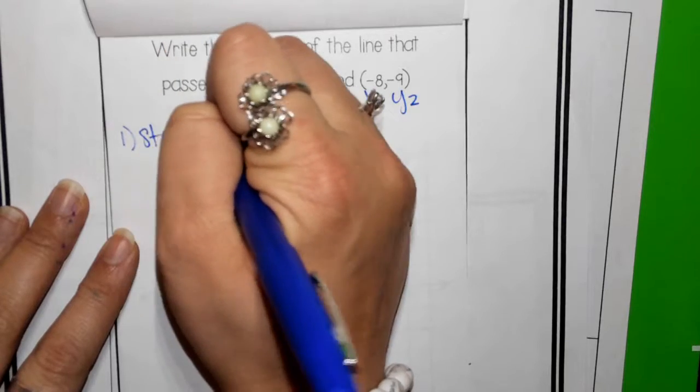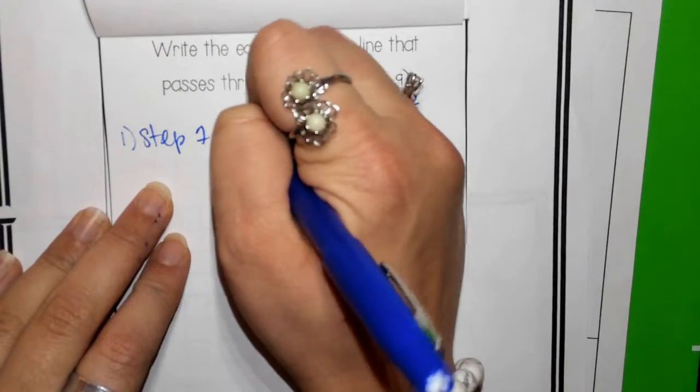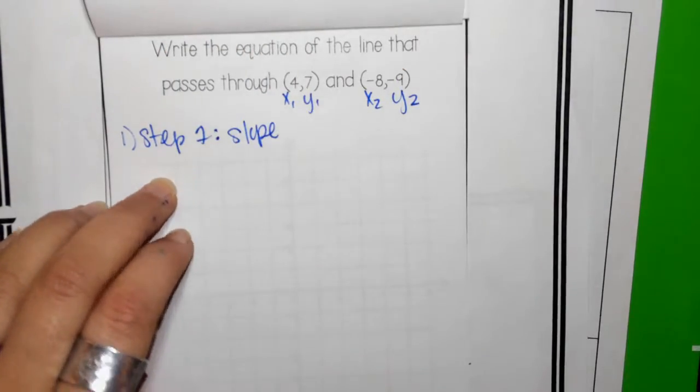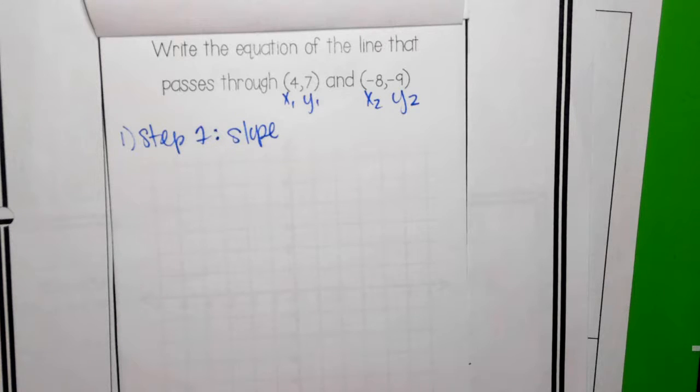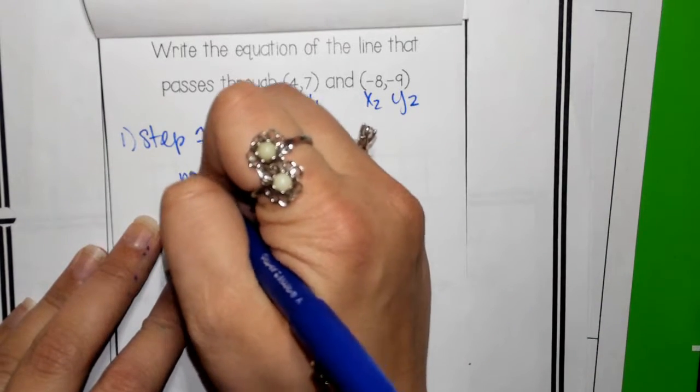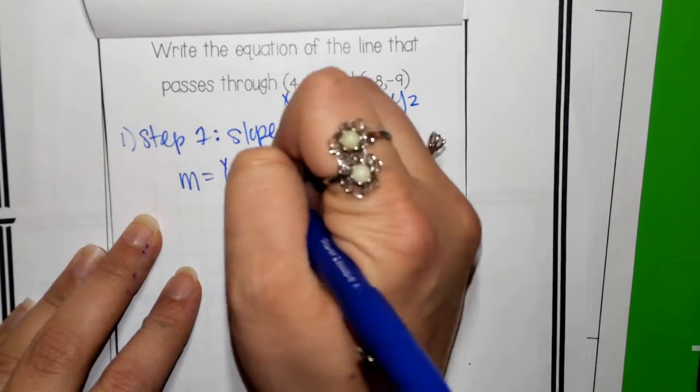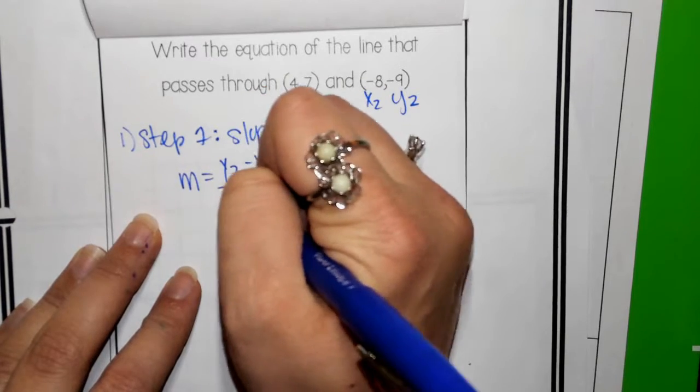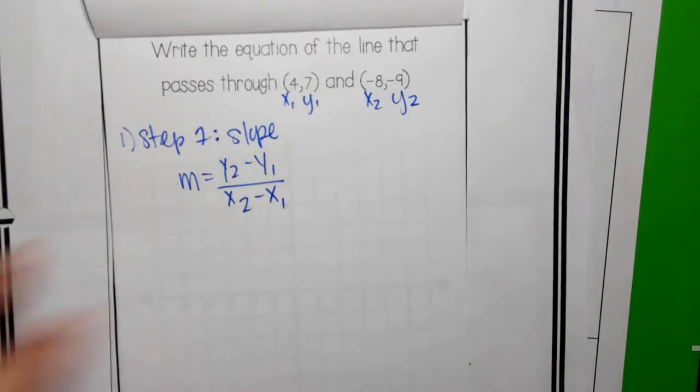Step 1, slope. Who remembers the slope formula? And do not say y equals mx plus b. y2 minus y1 divided by x2 minus x1. Yes, m equals y2 minus y1 divided by x2 minus x1.